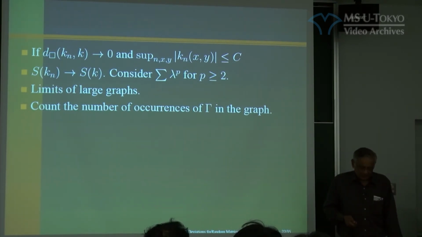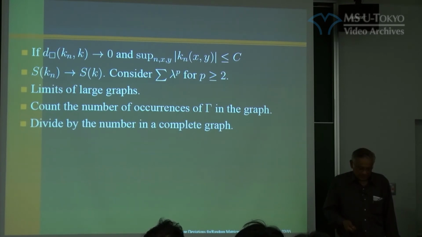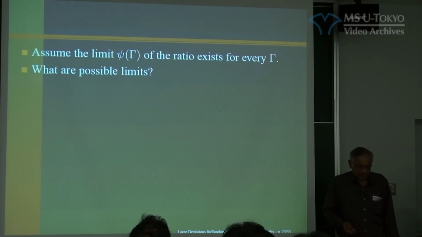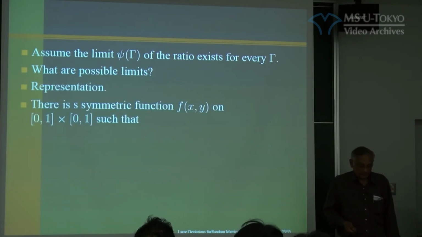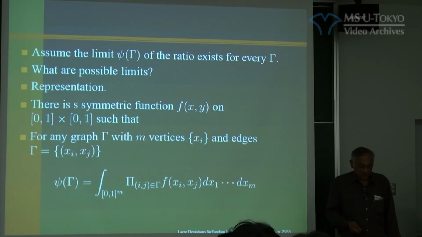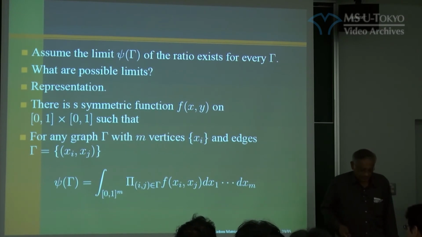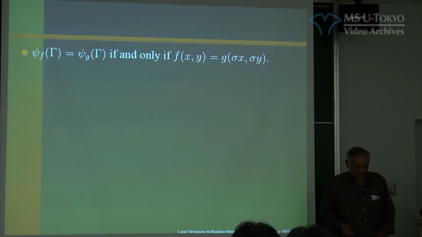So, as I said, you count the number, I think I said all of this, divide by the ratio. For every gamma, what are all possible limits, and you want a representation of it. There is a symmetric function f(x, y) on 0 cross 1, and that is the representation I had on the board. And the cut topology is one for which all these are the same.